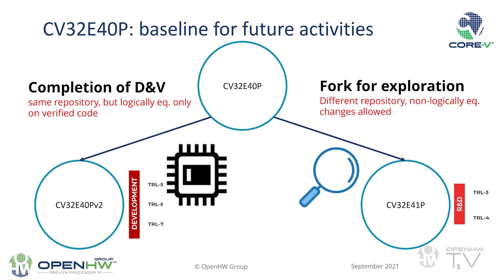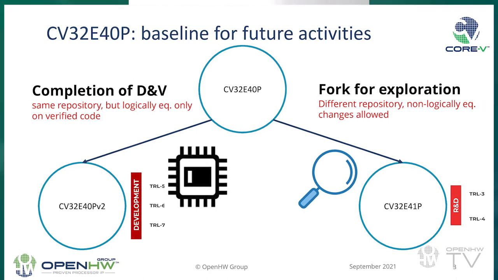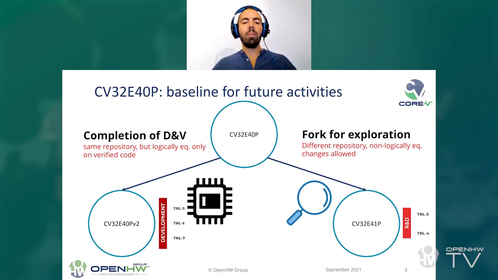As it is the first core that we actually fully verified, we are also using it as a baseline for future activities. So for example, we are going to improve the design and verification of the missing extensions of the core. So we are going to use the same code base, same GitHub repository, and every change we are going to make must be logically equivalent to what we have done so far, such that the verification stays in place and can still be trusted. And so the new updates will only apply to the missing features. And this project is what Pascal is going to talk about, and is going to take the core again to TRL5, so full code coverage, but on other instruction set extensions.